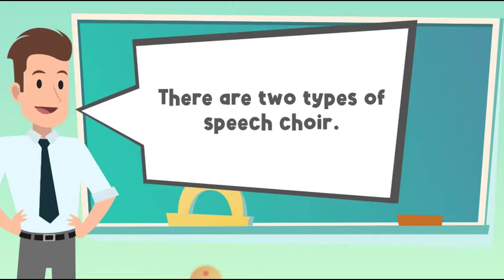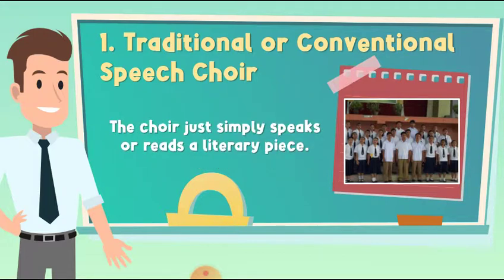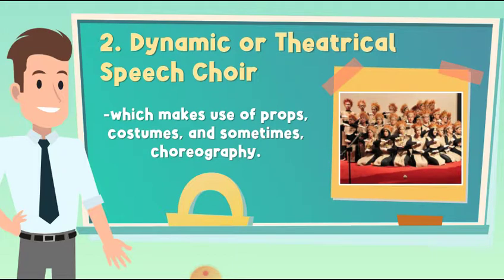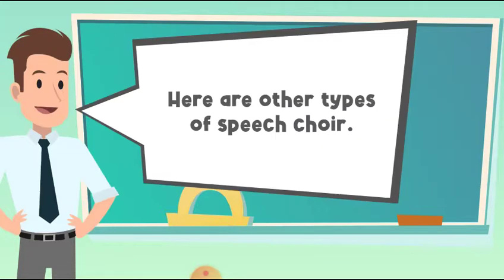There are two types of speech choir. First, traditional or conventional speech choir, wherein the speakers simply recite the spoken words without the use of costumes, choreography, or props. The choir just simply speaks or reads a literary piece. Then the second, dynamic or theatrical speech choir, which makes use of props, costumes, and sometimes choreography. Moreover, it is the reverse of the conventional speech choir.